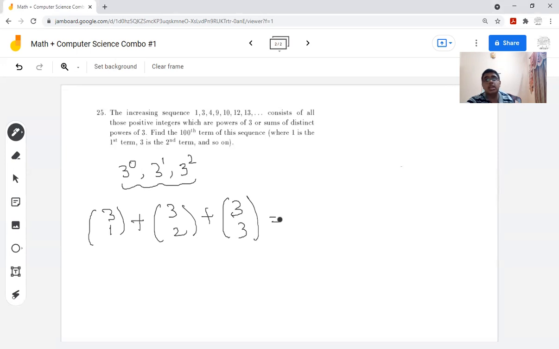And here comes the application of the binomial theorem. We can write it as 2 cubed minus 1. So that's nothing but 7. So we get that there are 7 such terms which use 1 or more of 3 power 0, 3 power 1, and 3 power 2.